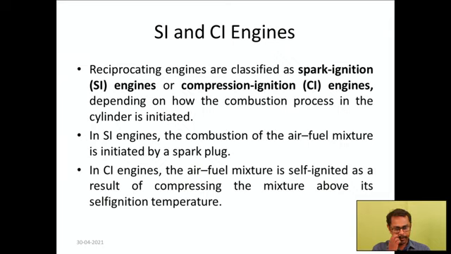Now the SI and CI engines. SI is spark ignition engine and CI is compression ignition engine. These reciprocating engines are classified depending on how the combustion process in the cylinder is initiated. In SI engines, the combustion of the air fuel mixture is initiated by the spark plug. In CI engines, the air fuel mixture is self-ignited as a result of compressing the mixture above its self-ignition temperature. That is why it is called compression ignition engine, because of the compression process, the burning happens. In a spark ignition engine, we have to create a spark by the spark plug so that the air fuel mixture starts burning.